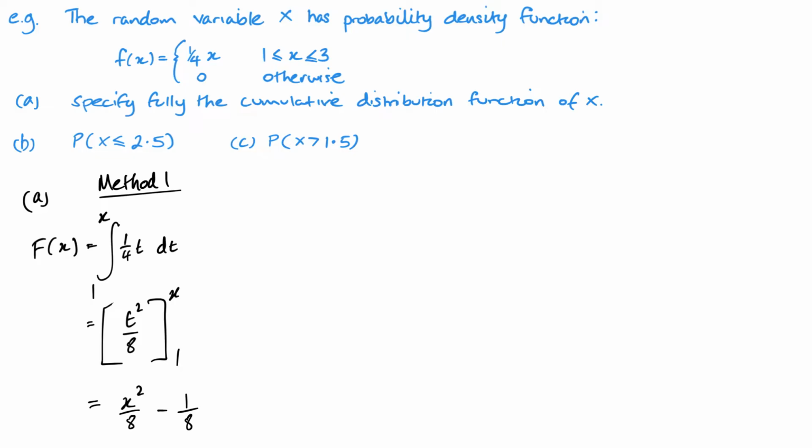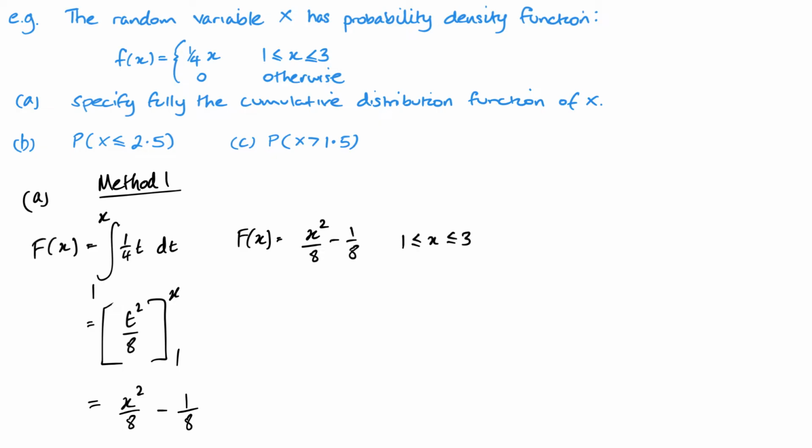And what I need to do then is show it very much like the same way here. So when I'm going to specify this fully, I've worked out capital F of x, but I need to show it in a similar method to this. So that is shown as this, f of x. Now I've got my x squared over 8 minus 1/8, and that is between 1 and 3. Yeah, same limits.